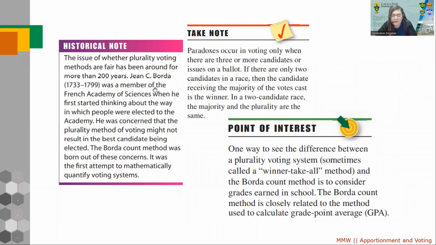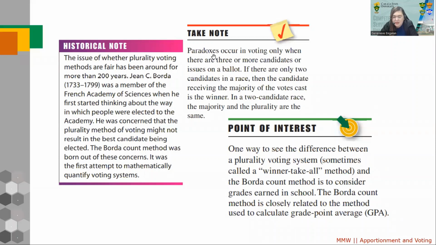Okay, so the plurality method of voting, the Borda count was discovered by Jean-Charles de Borda, or John as pronounced in French. Borda. The issue whether plurality voting methods are fair has been around for more than 200 years. Borda was a member of the French Academy of Sciences when he first started thinking about the way in which people were elected to the academy. He was concerned that the plurality method of voting might not result in the best candidate being elected. So the Borda count method was born out of these concerns. It was the first attempt to mathematically quantify voting.